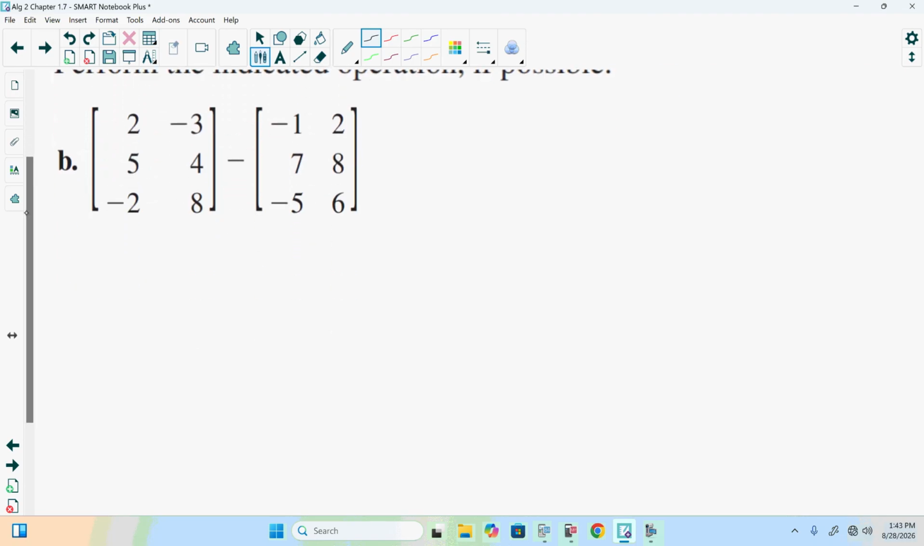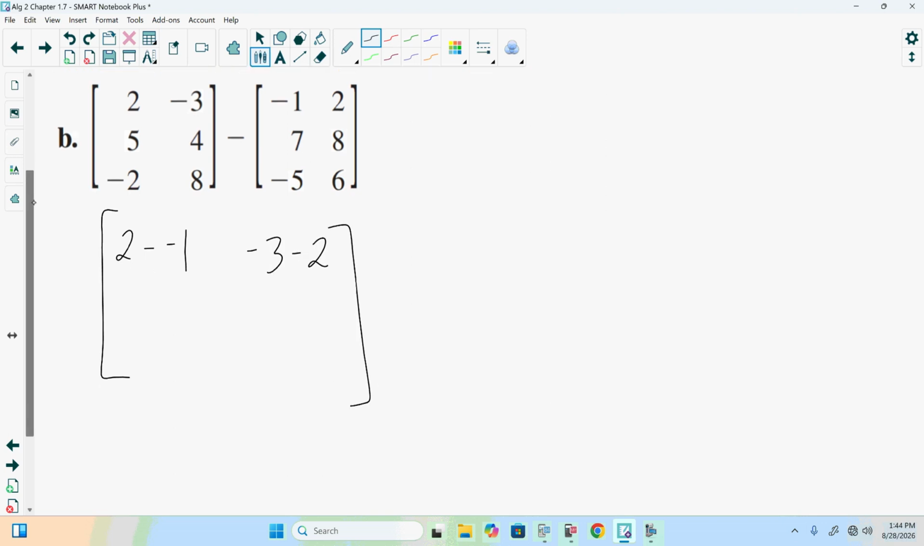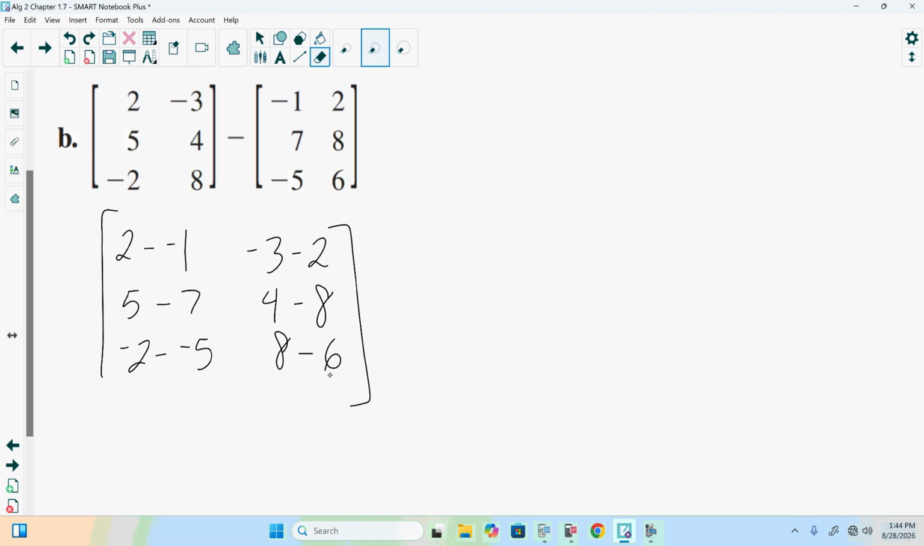So the first one's dimensions are 3 by 2. The second one is a 3 by 2, so we're good there, yes? So we can subtract because it told us to subtract. So we'd have 2 minus negative 1. Negative 3 minus 2. 5 minus 7. 4 minus 8. Negative 2 minus negative 5. 8 minus 6.